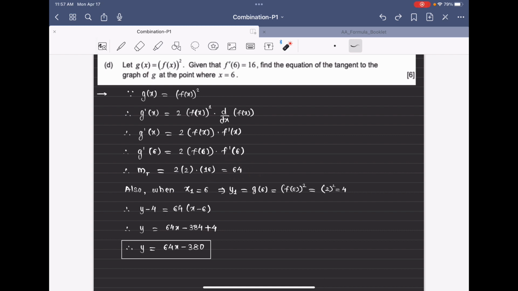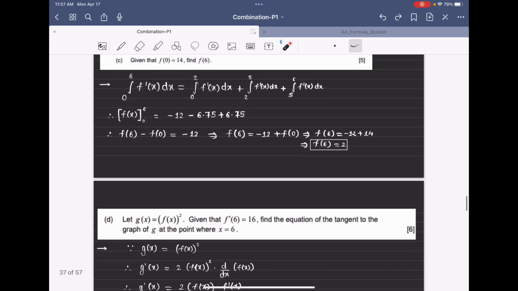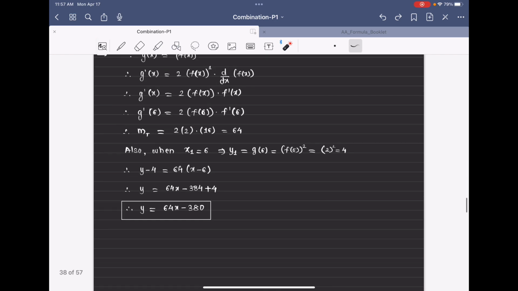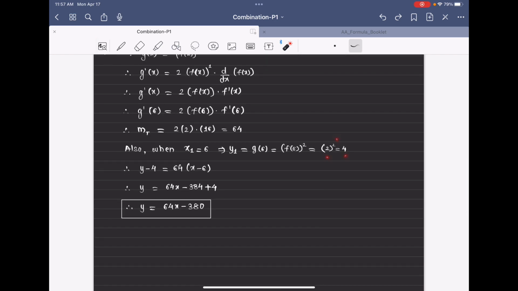Now find out y1. x1 is equal to 6, y1 is g of 6. G of 6 means what? F of 6 full bracket square. What is f of 6? I repeat again, f of 6 is 2. So 2 square is 4.